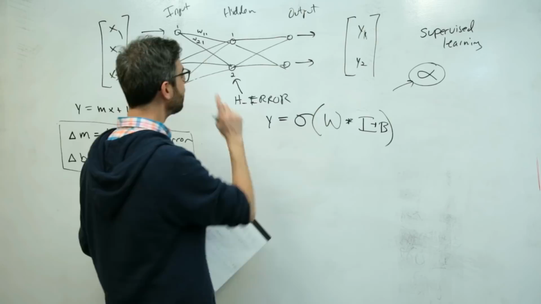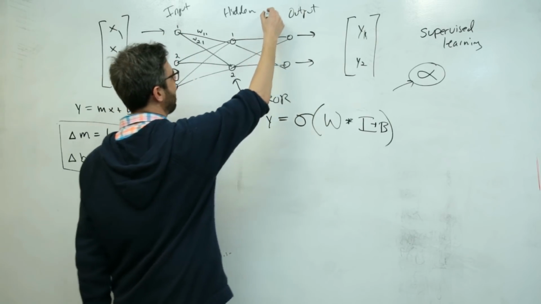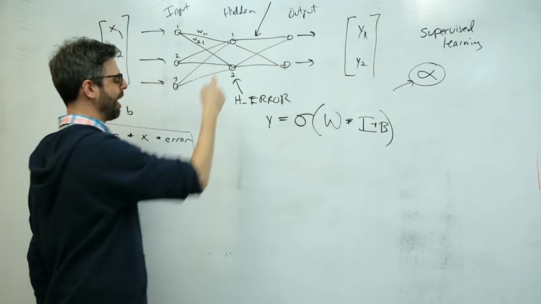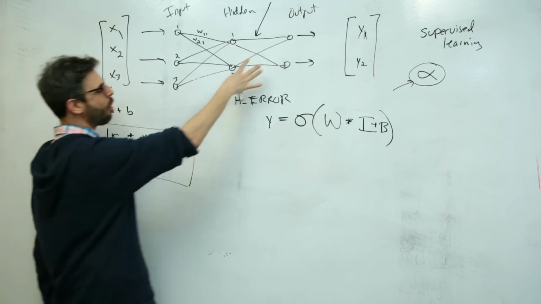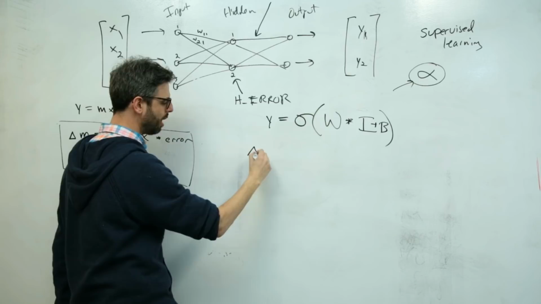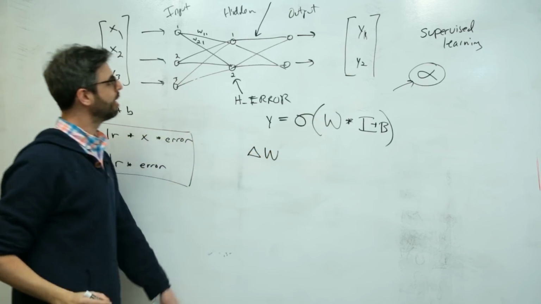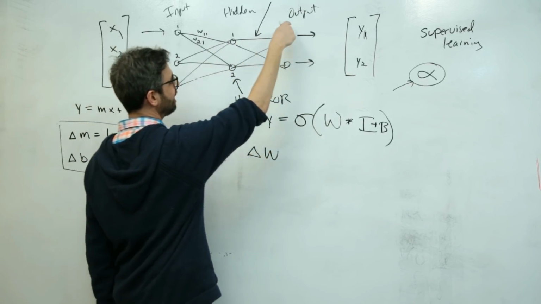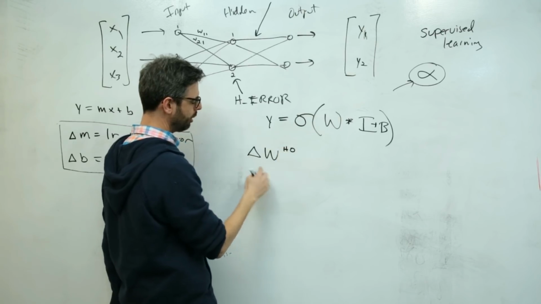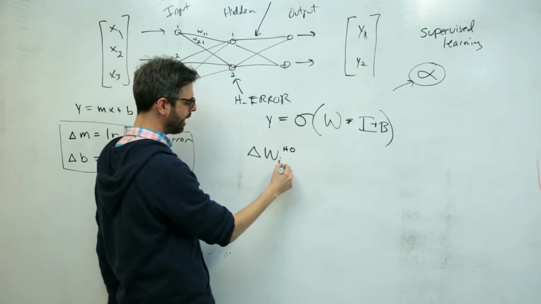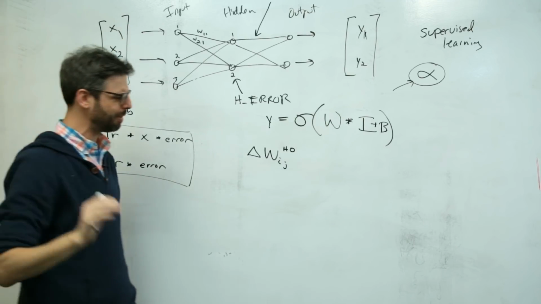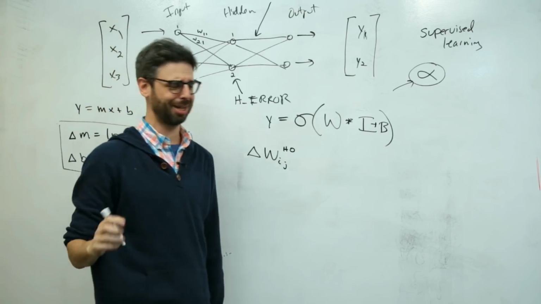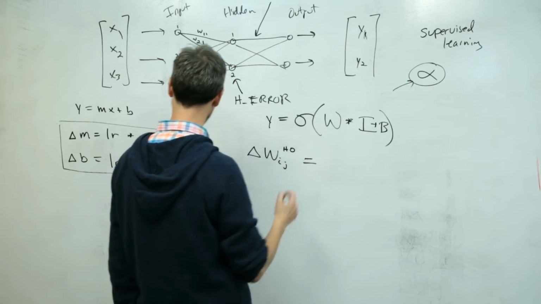Let's first just figure out delta for these weights. In other words, instead of just delta m, I want all of these weights. So I want delta of all of the weights, from hidden to output. The change in each weight, row i, column j, I think that's what I've been using. It's hard for me to remember what I used in the last video. Equals, and this is going to look very similar.